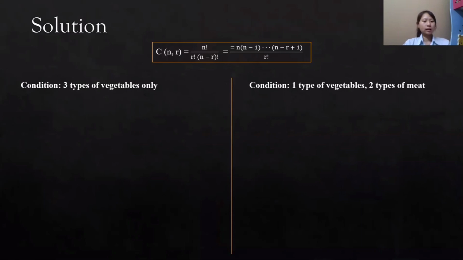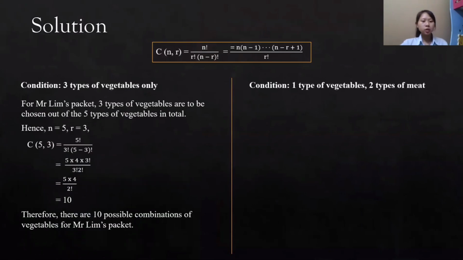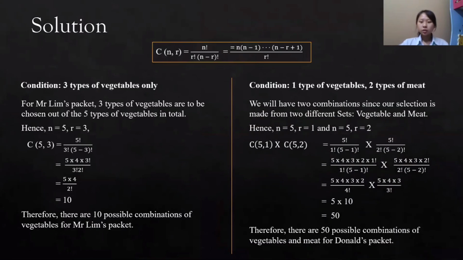For condition number 1, 3 types of vegetables are to be chosen from 5 types of vegetables in total. Therefore, n equals 5 and r equals 3. According to the formula, we get the answer of 10 possible combinations of vegetables for Mr. Lim's packet. For condition 2, we'll have 2 combinations since our selection is made from 2 different sets, vegetables and meat.